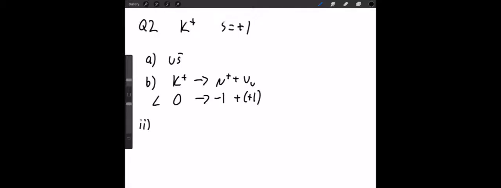Part 2, show or state a quantity that is not conserved in this decay. That will be strangeness. If we do another table down here, strangeness of the positive kaon is +1. Neither of these two particles have any, so strangeness is not conserved. In fact, strangeness is the only quantum number that can be non-conserved. So that tells us that this must be some kind of weak interaction. Okay, part 3.